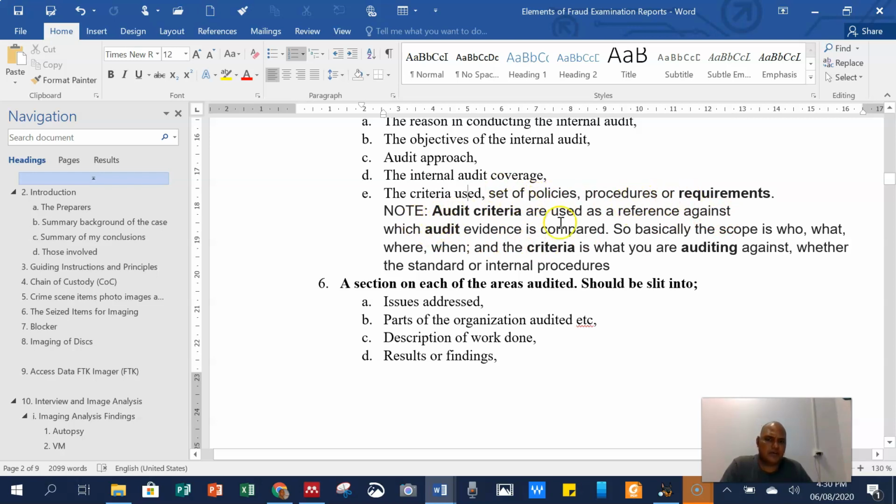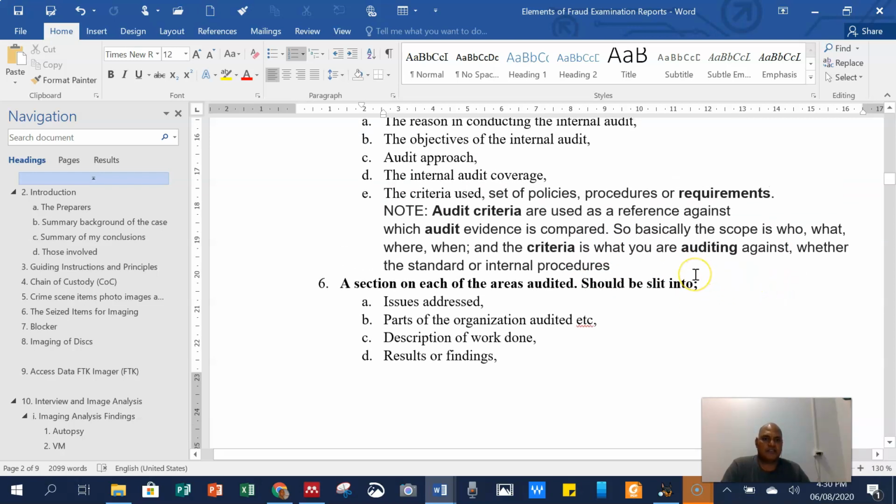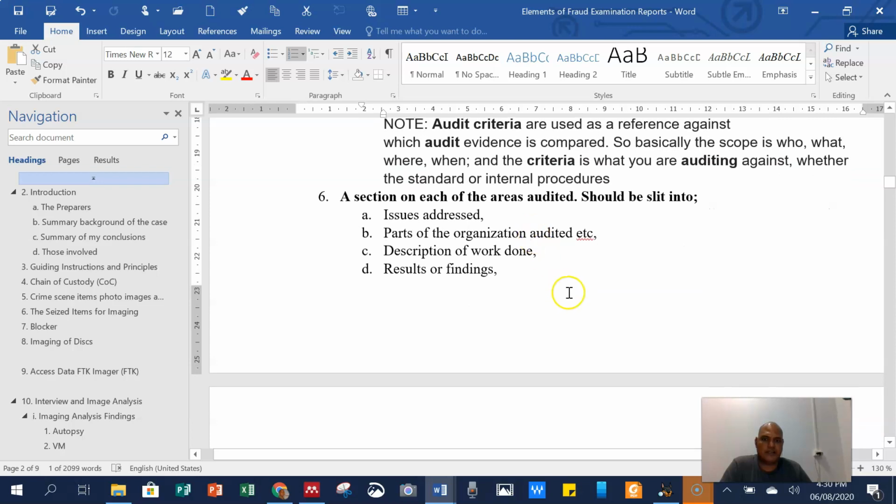There's a note here that criteria is a reference against which audit evidence is compared. Basically the scope is who and what and when, and criteria is what you are auditing against, whether it's a standard or internal procedures. So if you are targeting a related set of policies, which can be a business cycle within an organization, the criteria can also be mentioned here.